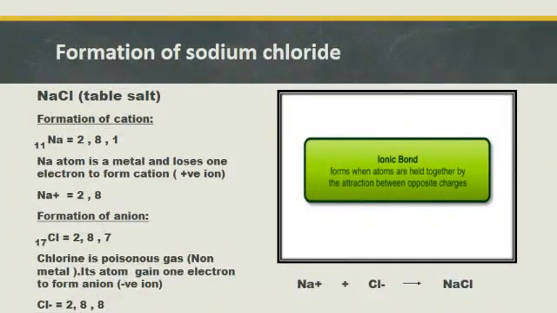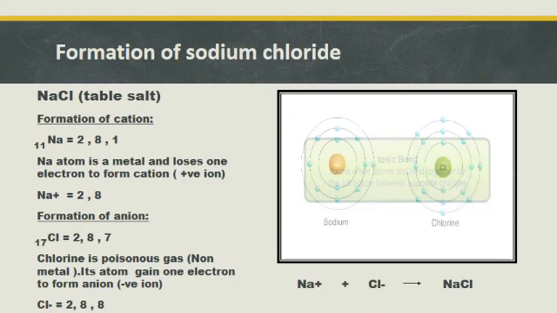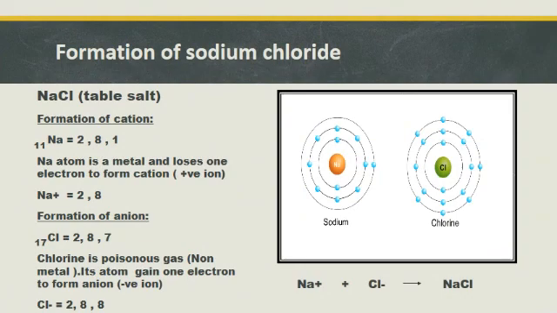Let's have an example of formation of sodium chloride to see the formation of ionic bond. If you can see here, sodium has atomic number 11, so it has 2, 8 and 1 electron. So 1 electron is present in the valence shell. It has the ability to lose this electron to this chlorine atom.